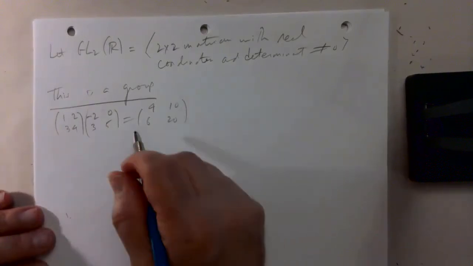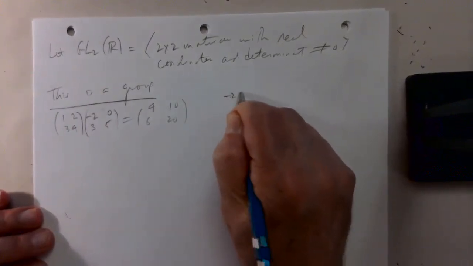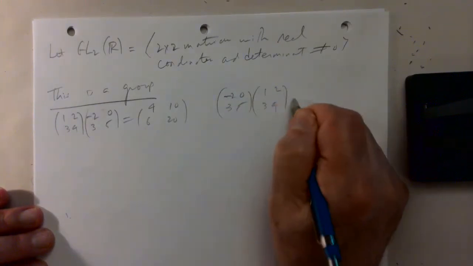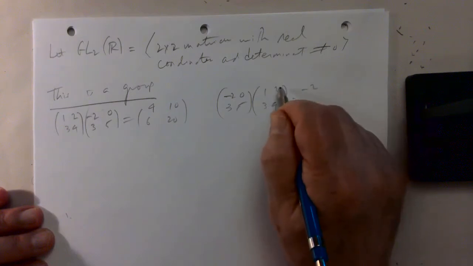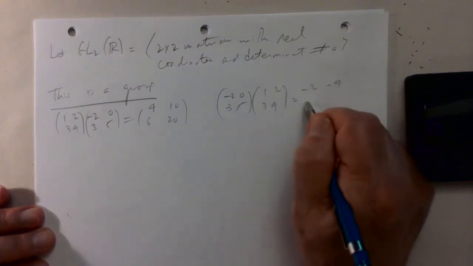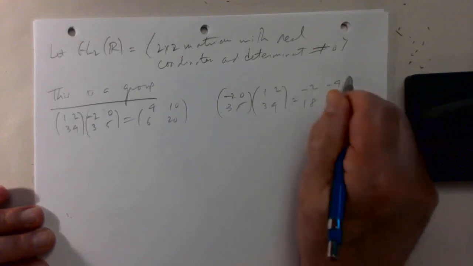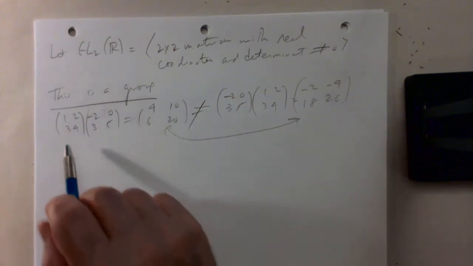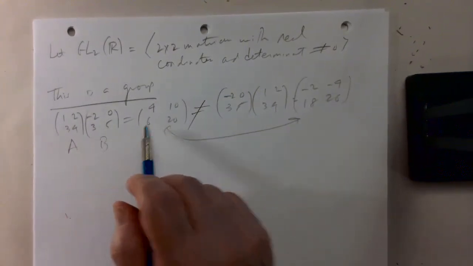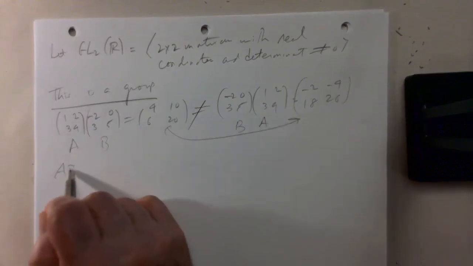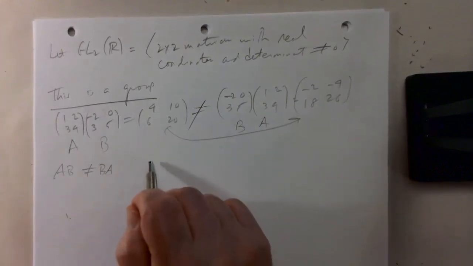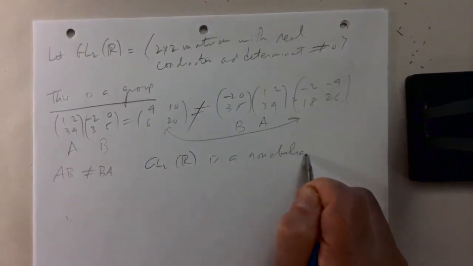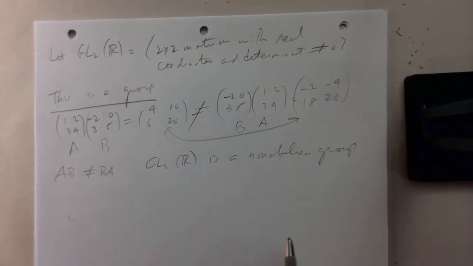If I multiply them in the opposite order, minus 2, 0, 3, 5 times 1, 2, 3, 4, I get minus 2, minus 4, 18, 26. These two matrices are different. So if I were to call this A and this B, AB is this, BA is something different. So AB is different from BA. So GL2 of R is a non-abelian group.